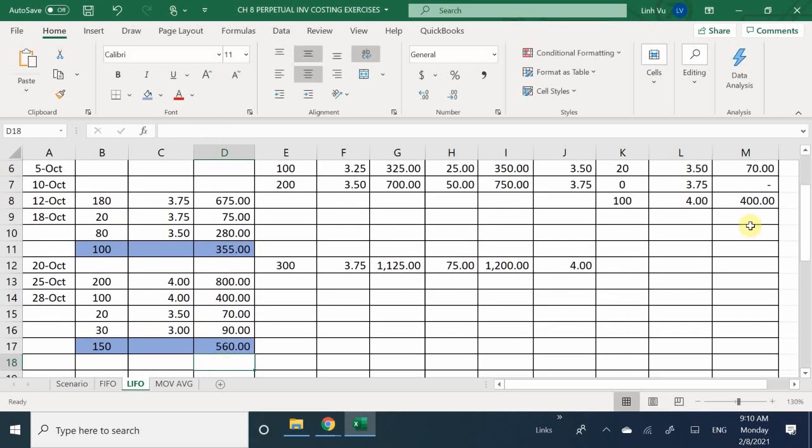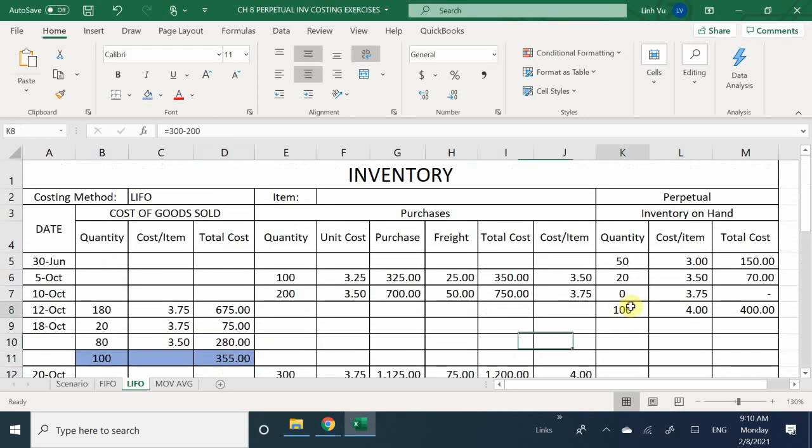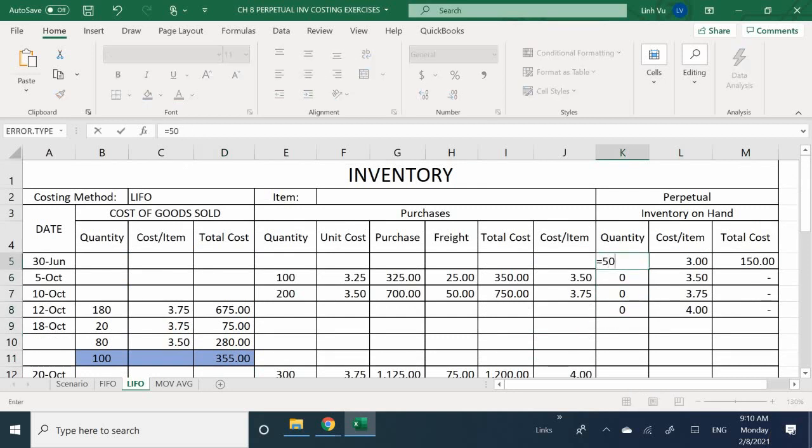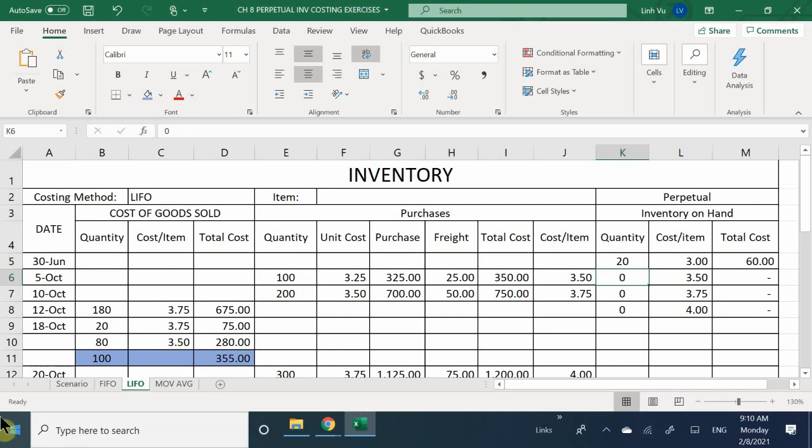Okay, so here I'm going to eliminate each one. So we got rid of the 100, we got rid of the 20, and we got 50 minus the 30 to give us a remainder of 20 items left in inventory, costing me $60.